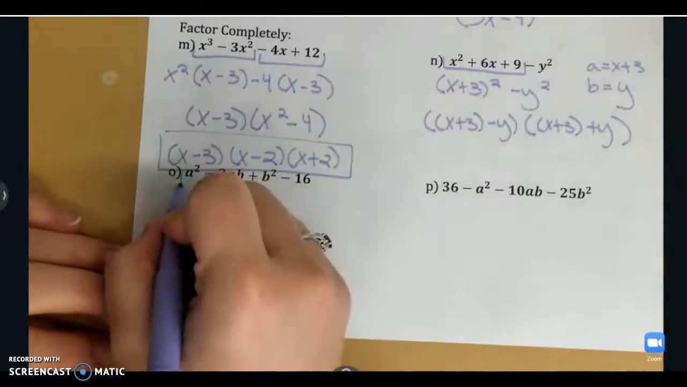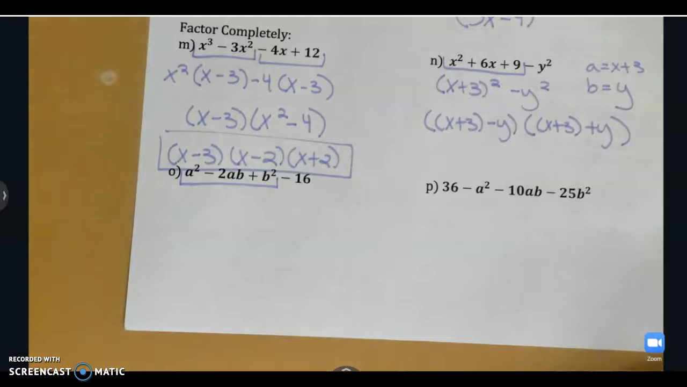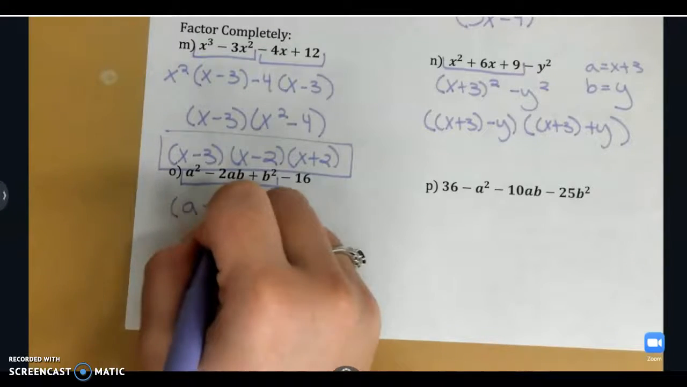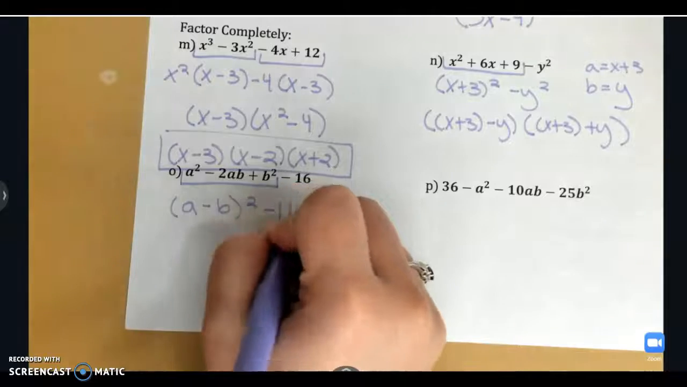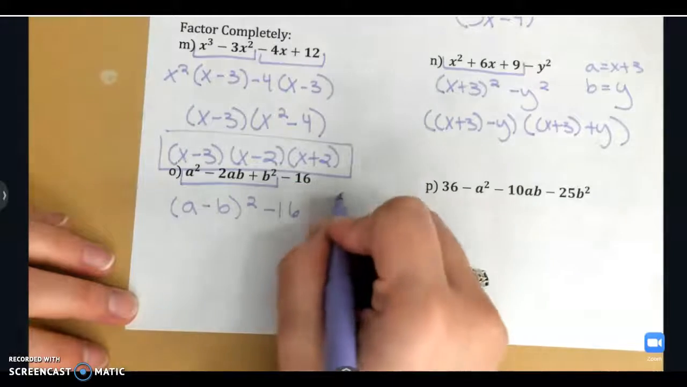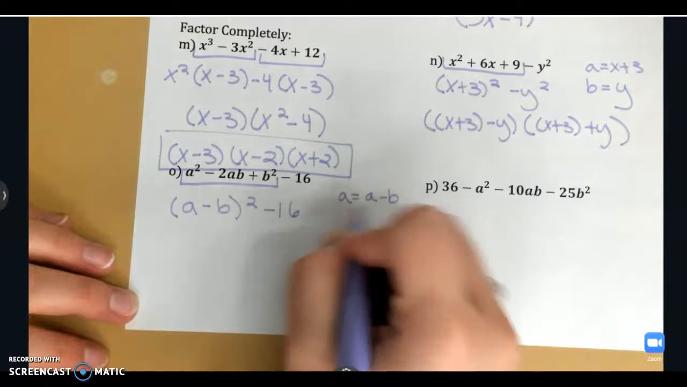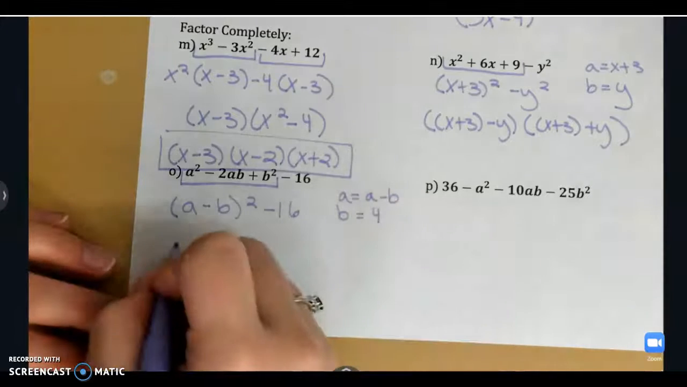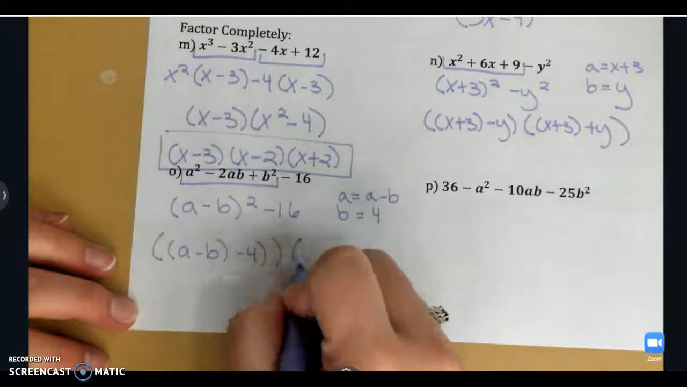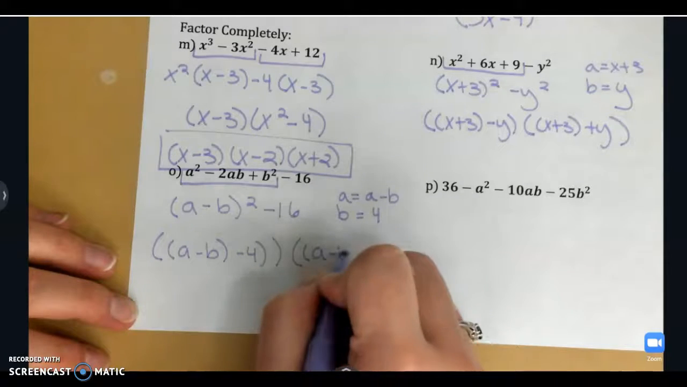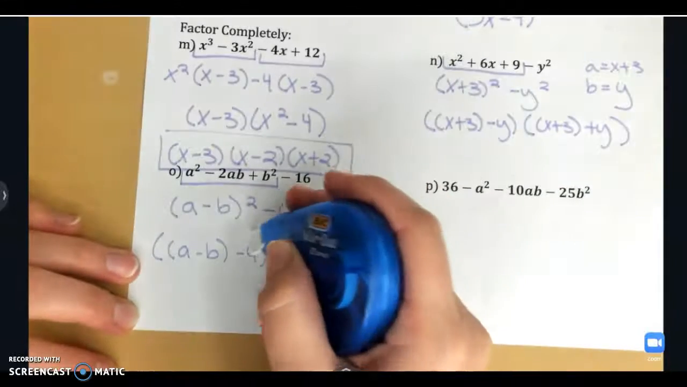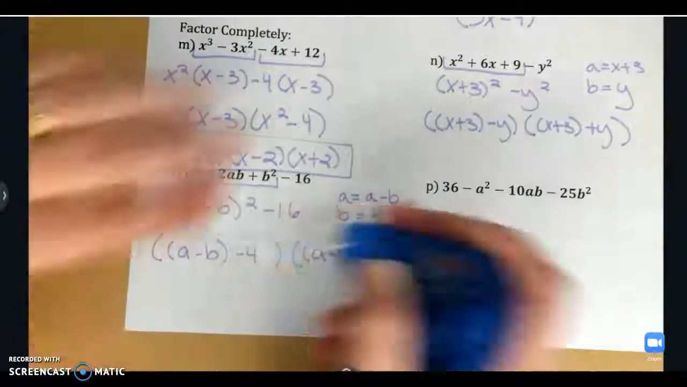Looking at O, this is a perfect square. This is actually a minus b squared, minus 16. This is, again, difference of squares. So here a is a minus b, and b is 4. So a minus b times a plus b. And I have an extra parentheses on this one. That parentheses doesn't need to be there.